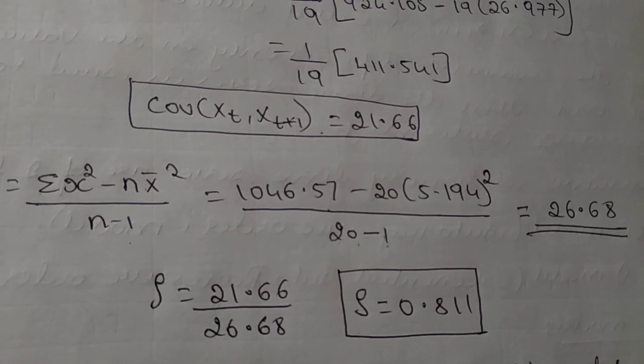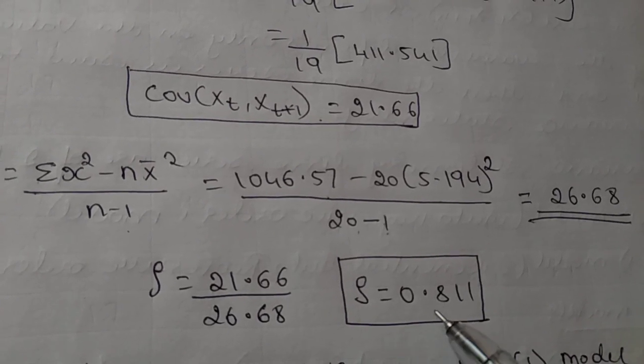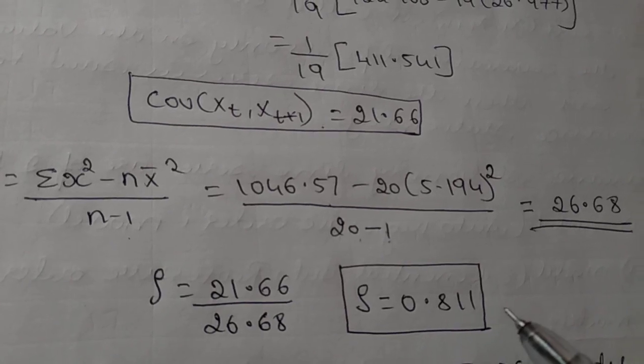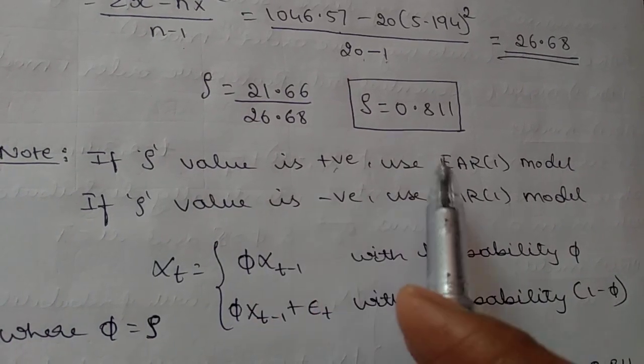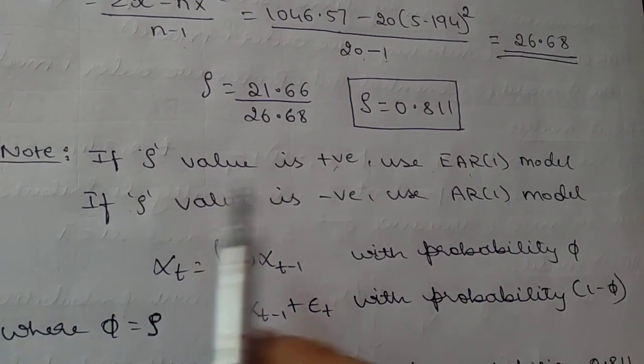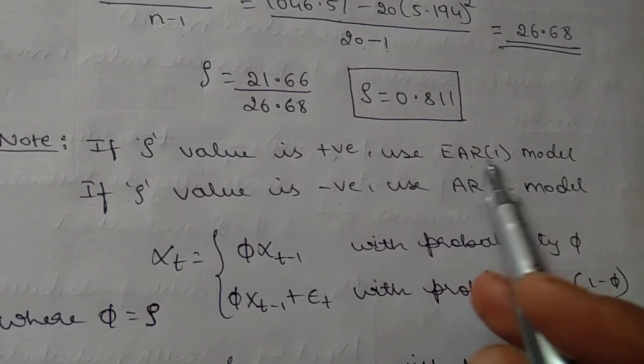Now you have to decide which model to use. I have already told you, the autocovariance is positive, which is greater than 0. You have to apply EAR1. So here I have told if the rho value is positive, use the EAR1 model. If it is negative, use the AR1 model. But here it is positive, so I'll use the EAR1 model.